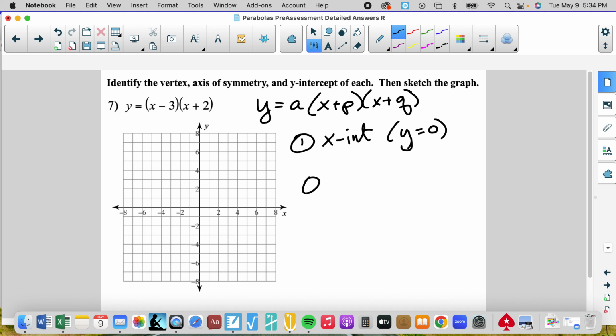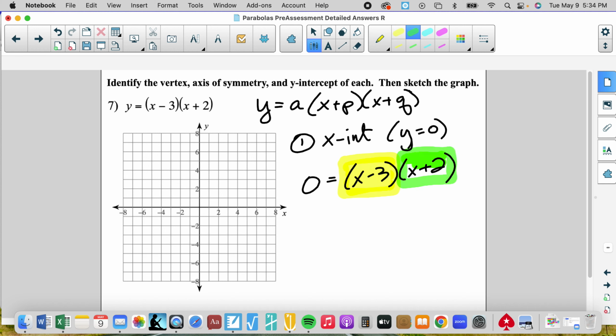So if we substitute 0 in for y, we get (x − 3)(x + 2). And what we're going to utilize here is the zero property of multiplication. We know that one of these invisible boxes, either this value has to simplify to 0 or this value has to simplify to 0. That's the only way you can get 0 as a product of 2 numbers.